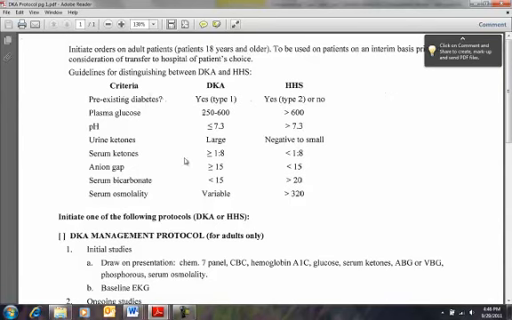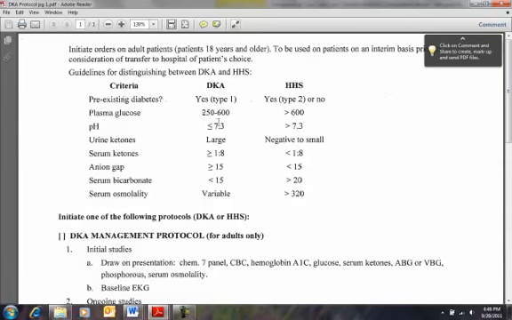So this little grid here I think is kind of interesting as they distinguish between DKA and HHS clinically. What do they have previously, type 1 or type 2? What is their current glucose? And as you can see with HHS, it can be very high. People with type 1 diabetes can develop symptoms of DKA with blood sugars as low as 250.